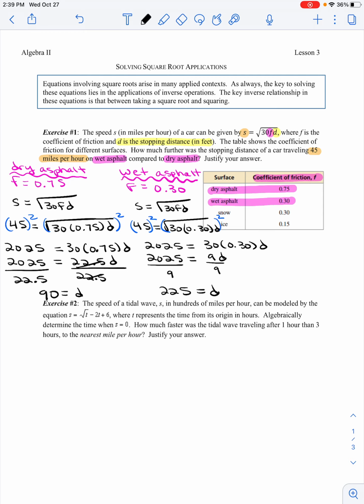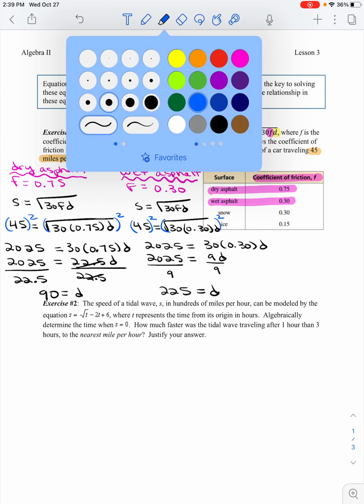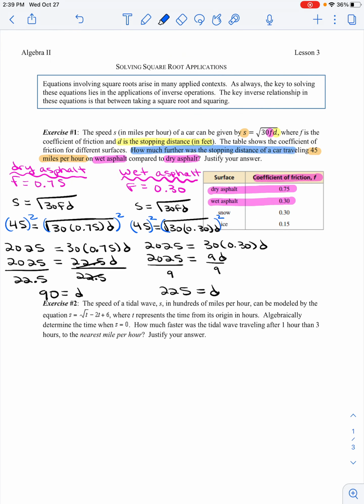Okay. So now, the question is asking how much further was the stopping distance of the car traveling 45 miles per hour on wet asphalt compared to dry. So now we have our two values, our wet asphalt value and our dry asphalt value. So now we just need to subtract. So 225 minus 90 would give us 135 feet further.